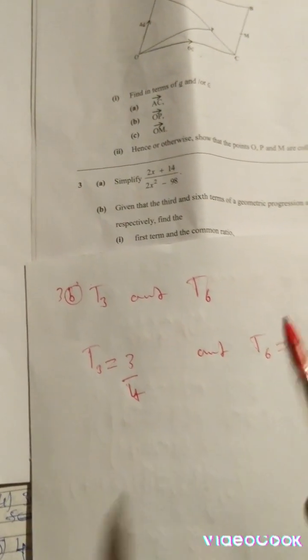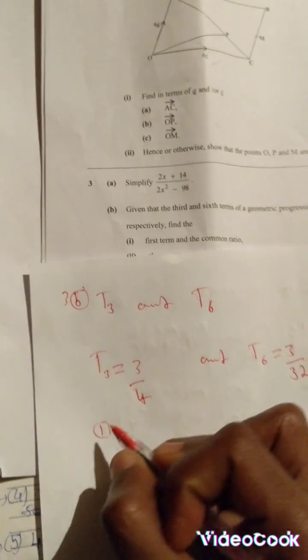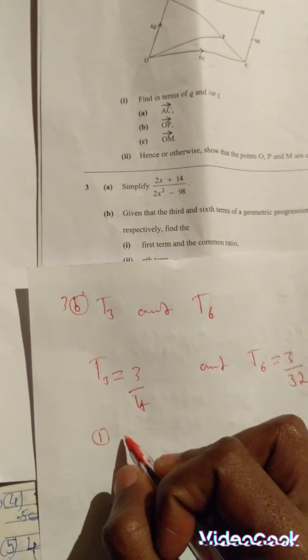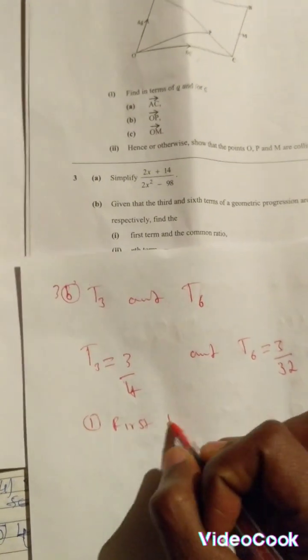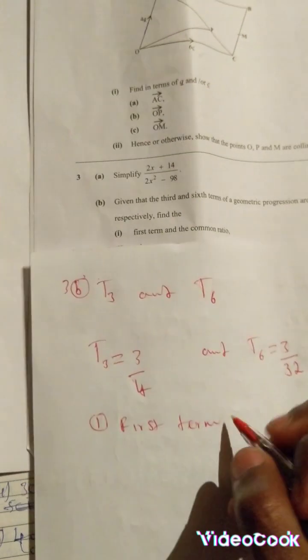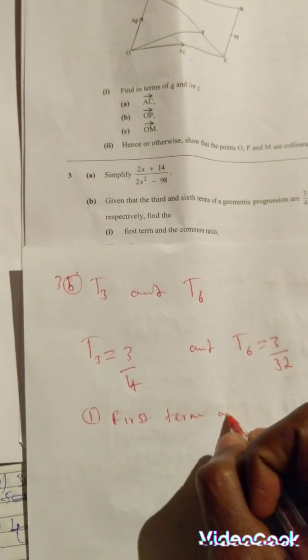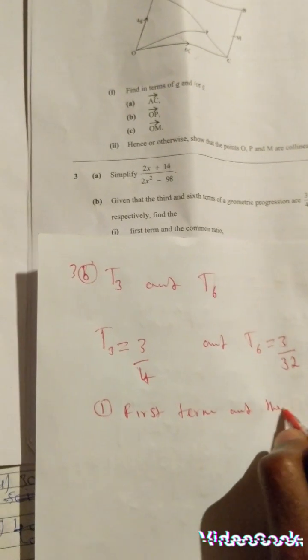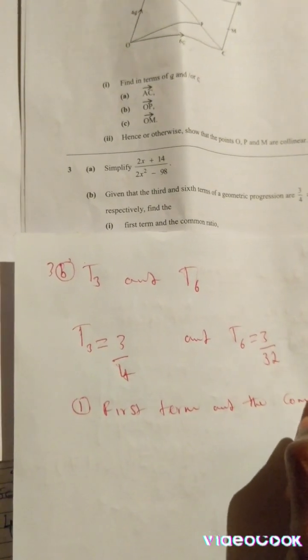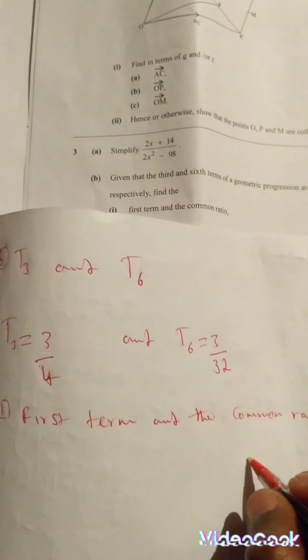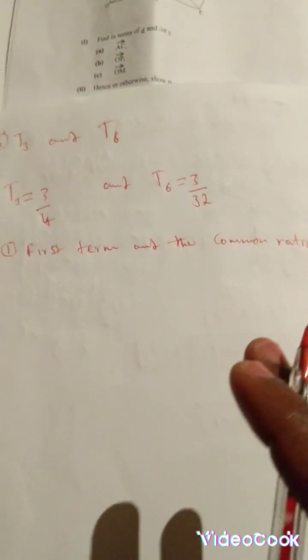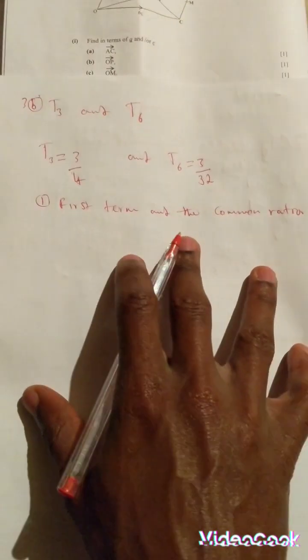Now respectively, find the first term and the common ratio. We are finding the first term and the common ratio. That is the question that we have been told to solve.